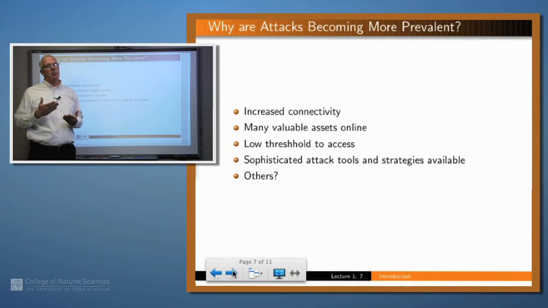You don't have to be a computer hacker or a very well-educated bad actor to be able to do bad things online. You can go to Google and Google malware or purchase malware, and you may be able to find rootkits and all kinds of things that allow you to do very bad things.